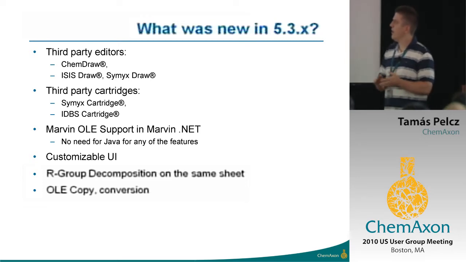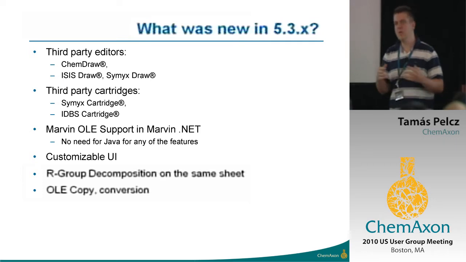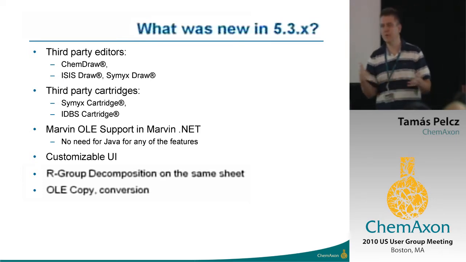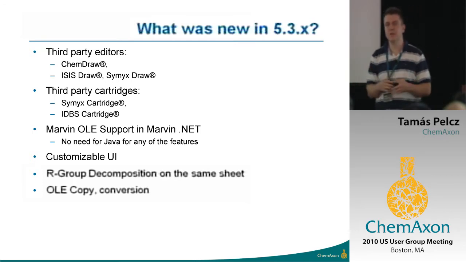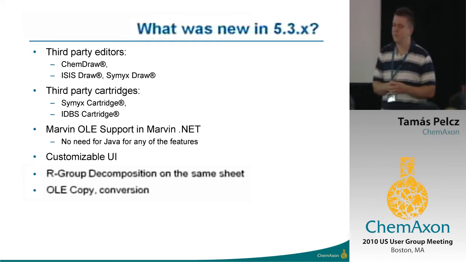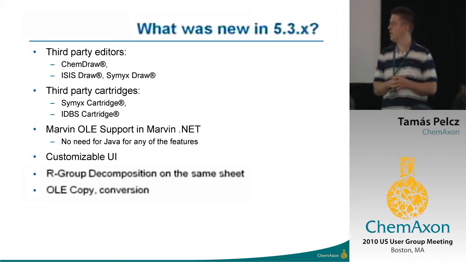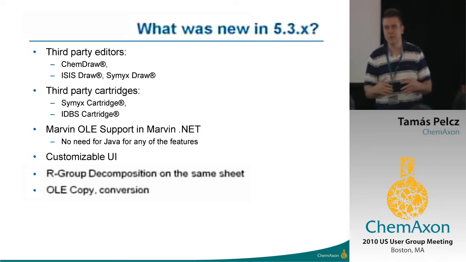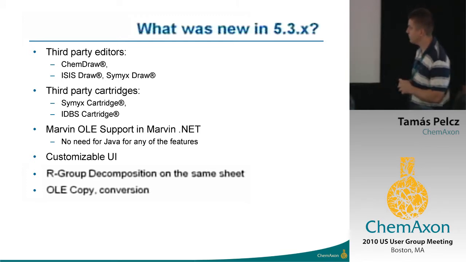The third point is quite technical, but it's also a milestone in JChem for Excel development. We also added the so-called Marvin OLE support to Marvin.net. This means it is possible with Marvin.net to copy structures into Office documents and edit them later on. And why is it important? Because so far we needed the capability of the Java-based Marvin beans for that. After we made it in Marvin.net, there is no longer any need for Java to use the full feature set of JChem for Excel.